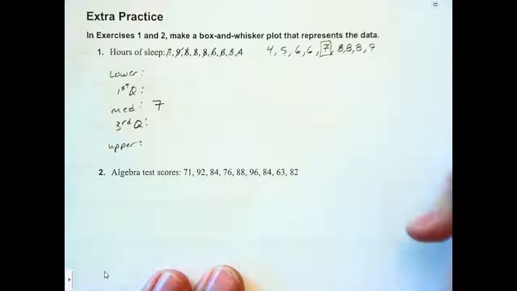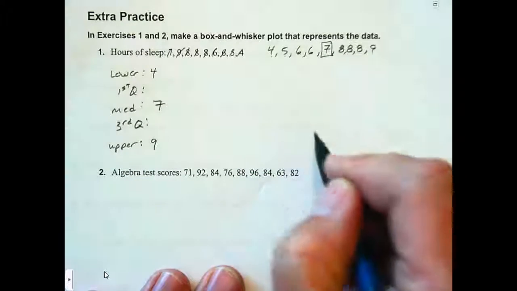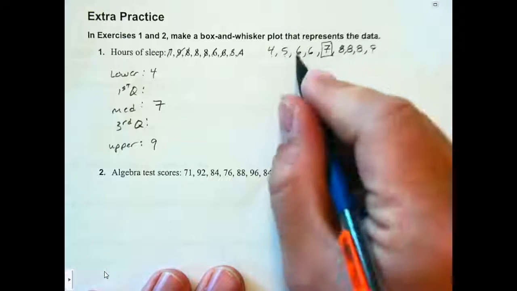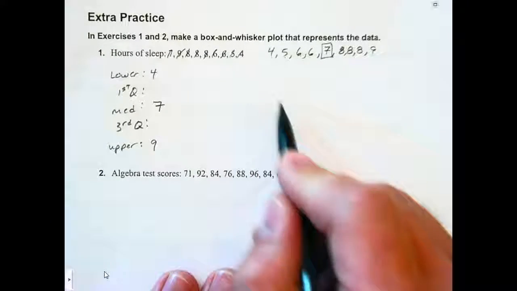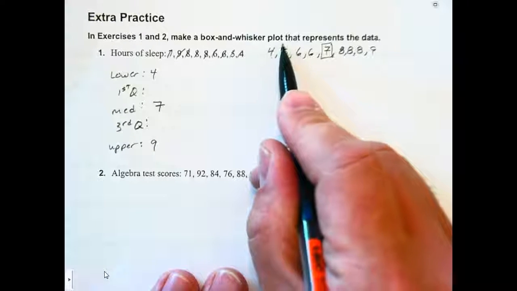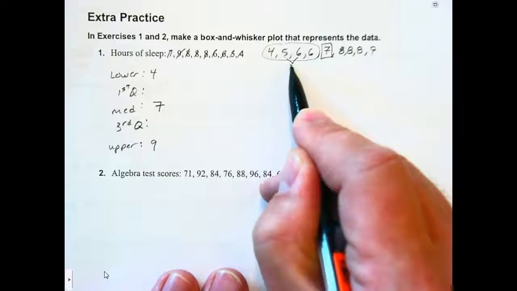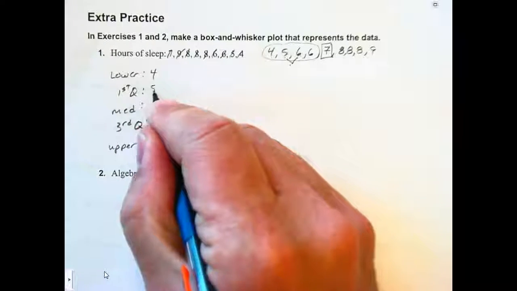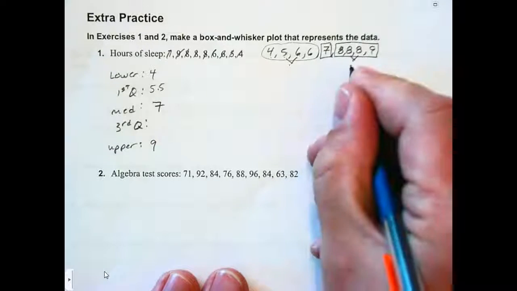Looks like our median is 7, lower is 4, upper is 9. To find the median of our lower half, or our first quartile, tell your neighbor what you did there. It's between 5 and 6, so you have your lower set of data, and you take halfway between 5 and 6. Add them up, divide by 2, you get 5.5. Same thing here to find the next one. That just happens to be 8.